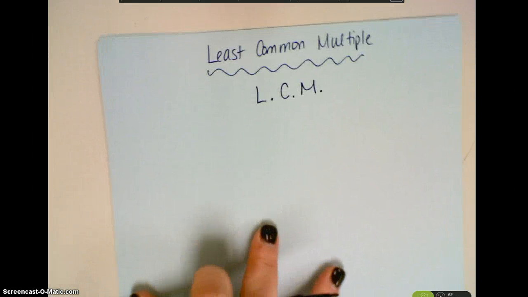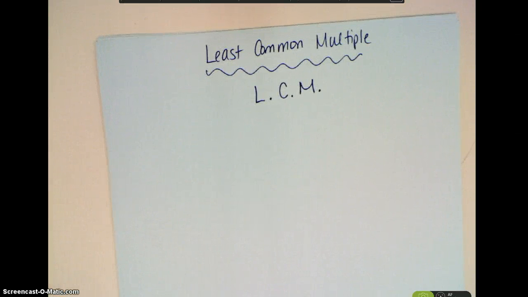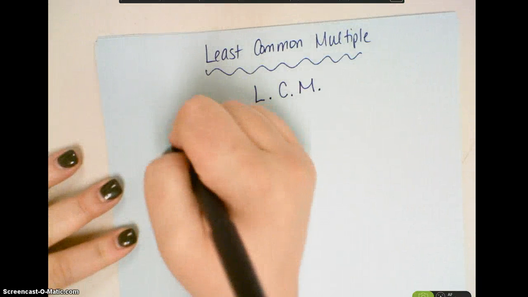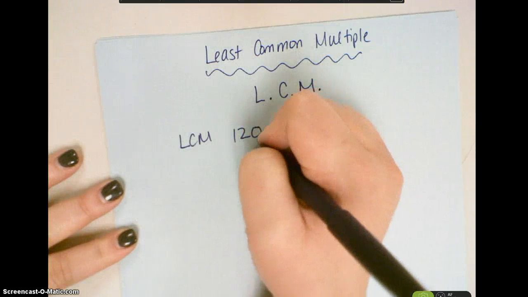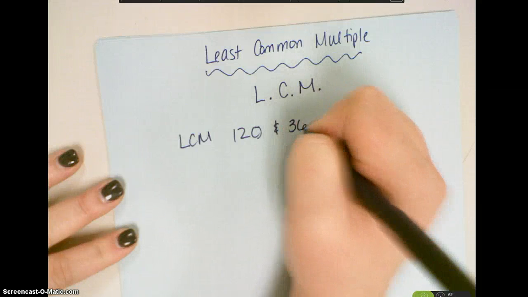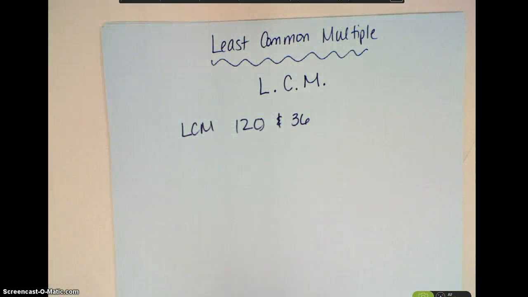To find the least common multiple, or LCM, we're going to use the factor trees that we learned how to create in prime factorization. So for this example, we're going to try and find the least common multiple of 120 and 36. What we're trying to find is the number that, when we do skip counting, they would have the same number where it would be.